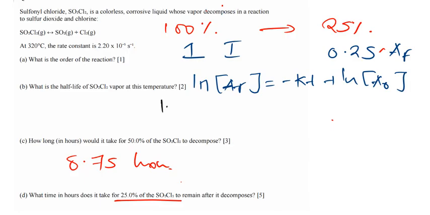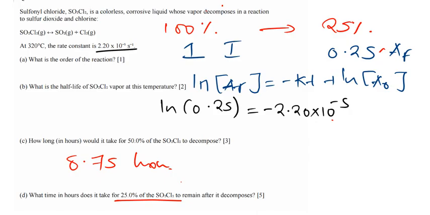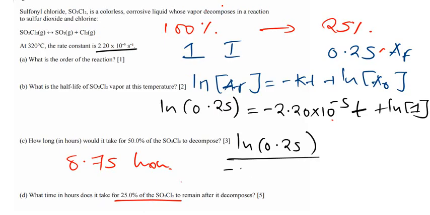So the final is 0.25, minus kt, that's negative 2.20 times 10 to the power negative 5, that's our given rate constant in the question, and then times what we're trying to find, plus natural log of initial, which is a 1, that's still a 0, not important. Then natural log of 0.25 can be divided by negative 2.20 times 10 to the power negative 5 to give us time in seconds.